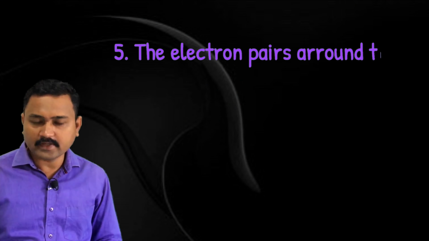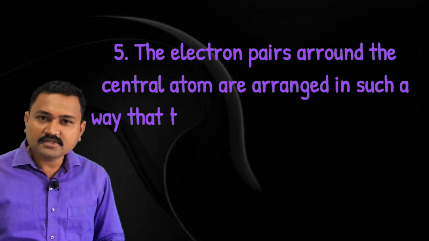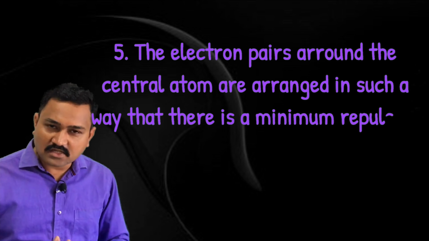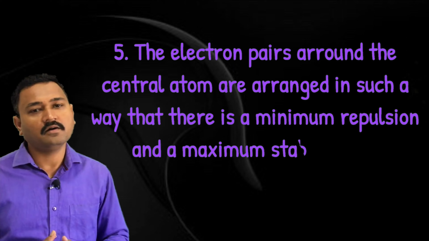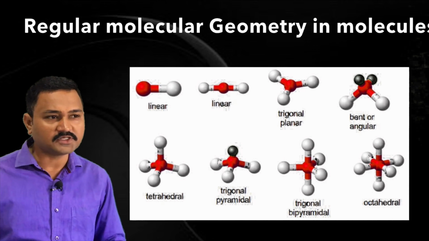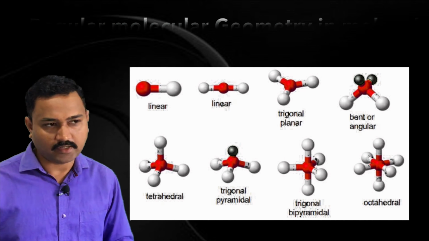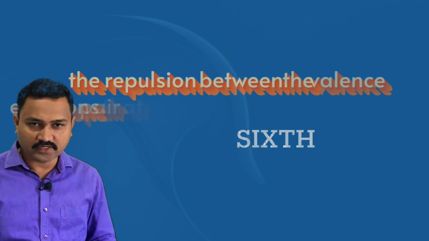The electron pairs around the central atom are arranged in such a way that there is minimum repulsion and maximum stability in a molecule. This leads to the formation of a regular molecular geometry. So this is our postulate number 5. Now let us know about the sixth postulate.